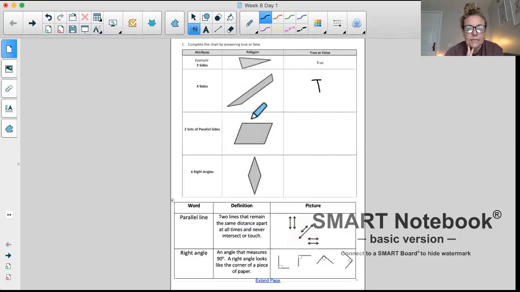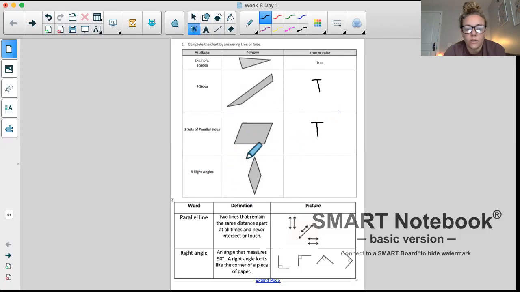So does this polygon have 2 sets of parallel lines? Are these 2 parallel? And are these 2 parallel? Yes. This is called a parallelogram because it has 2 sets. It has these ones and these ones are both parallel sets of lines.